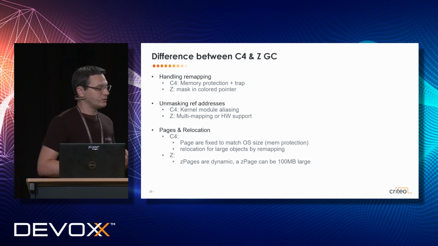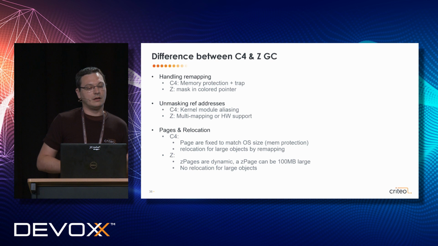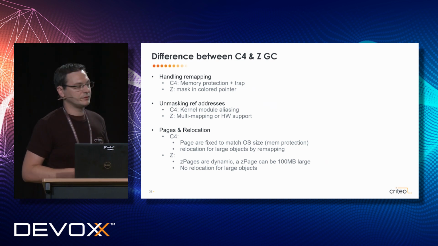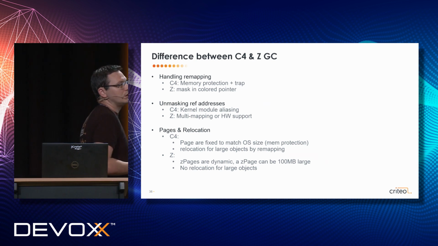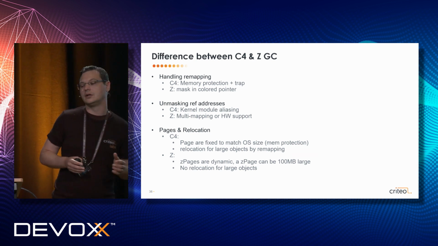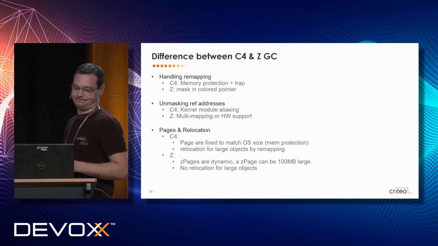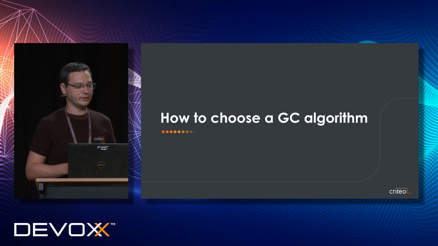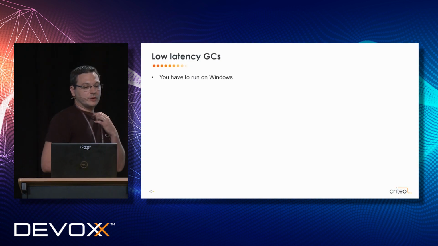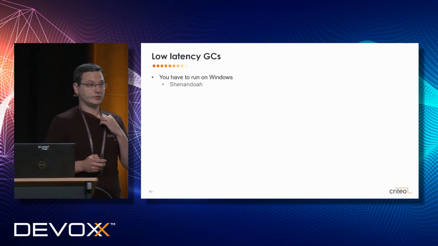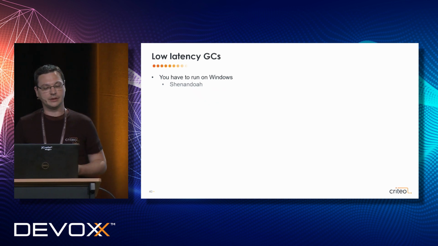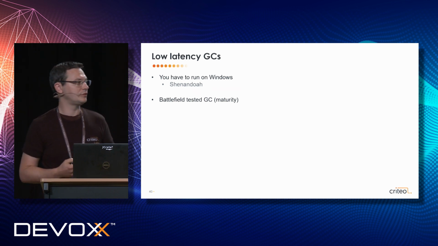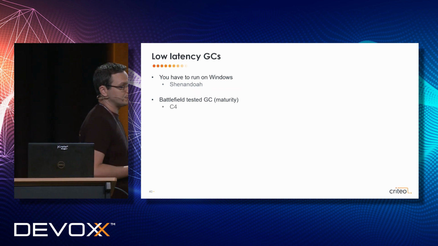They can be as large as 100 megabytes. And they choose to have no relocation for those large objects. So it's like G1, where they are considered humongous objects and are not moved. So how do you choose among those GC algorithms? If you have to run on Windows, there is actually one choice, Shenandoah. If you want a battle-tested, very mature GC, you can use C4.